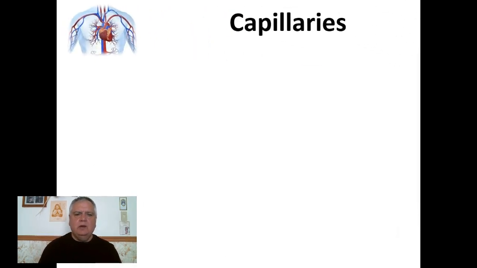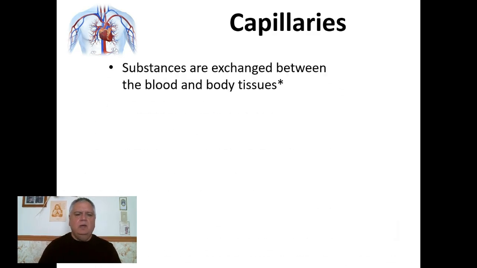Okay, let's move from the arteries then into capillaries. And whenever we take a look at capillaries, here's where capillary exchange is going to take place. In other words, substances are going to be exchanged between the blood and the body tissues. And I have an asterisk there. You'll see why in just a minute.